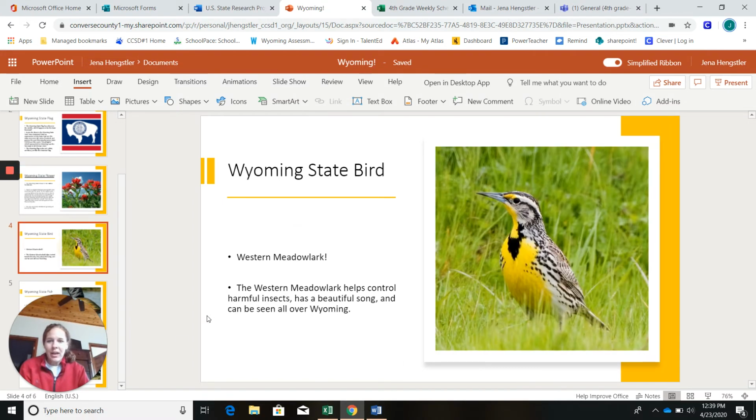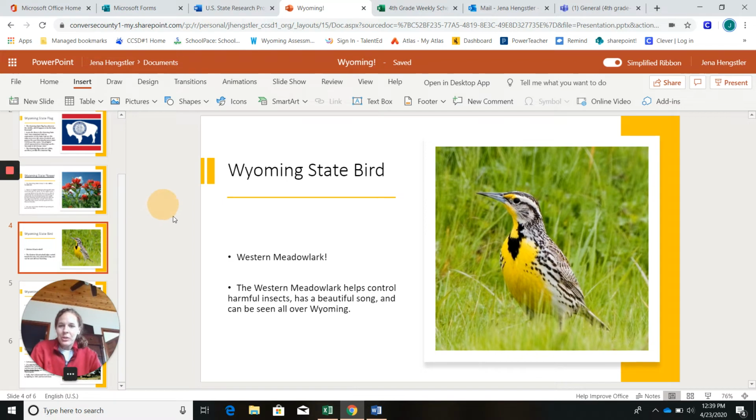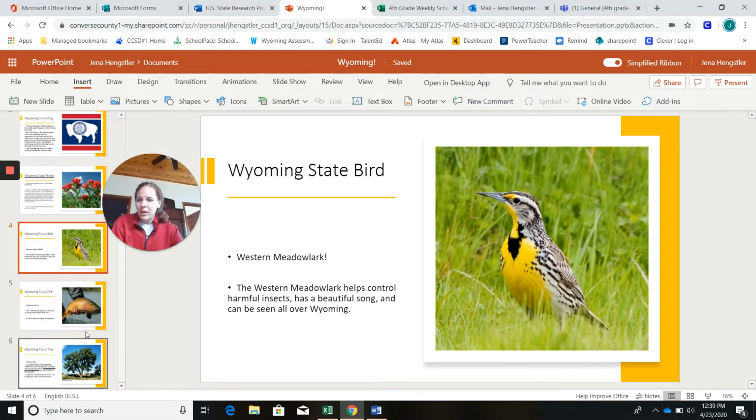Okay, moving on. We have the Wyoming state bird is the western meadowlark. Again, notice I have picture, label, and caption. The western meadowlark helps control harmful insects, has a beautiful song, and can be seen all over Wyoming. So we can keep a lookout for the western meadowlark.